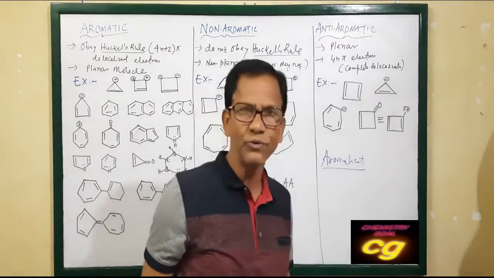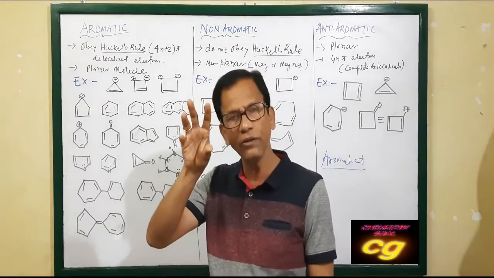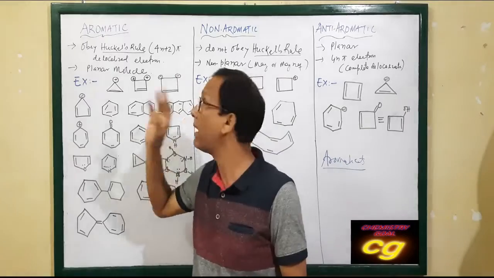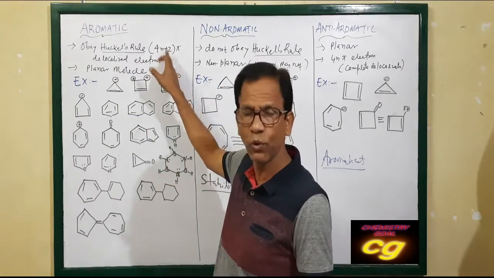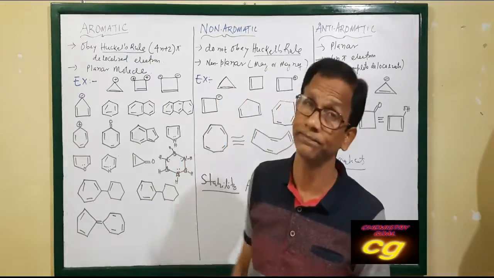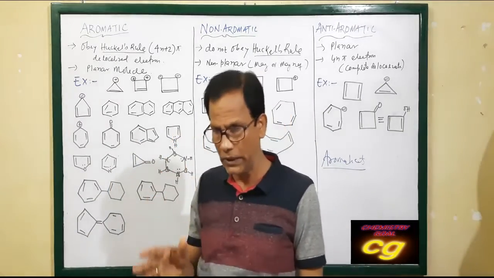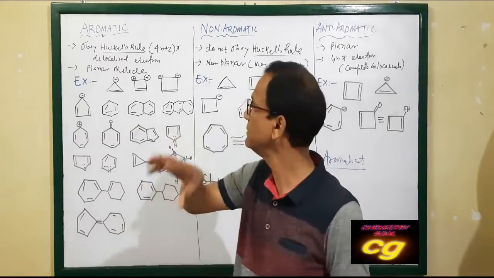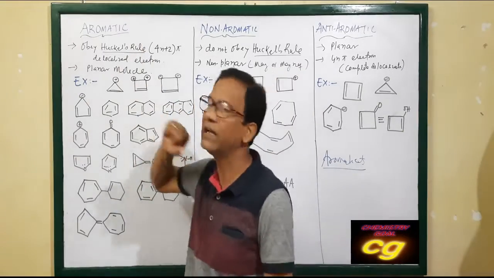What is Huckel's rule? Huckel's rule means that if the organic compound is aromatic, it must have 4n plus 2 pi delocalized electrons. That means 4n plus 2 pi electrons must be delocalized in the cyclic ring. There is no obstruction in the delocalization. It should be circulating throughout the ring, and it must have 4n plus 2 pi electrons. This is called Huckel's rule.